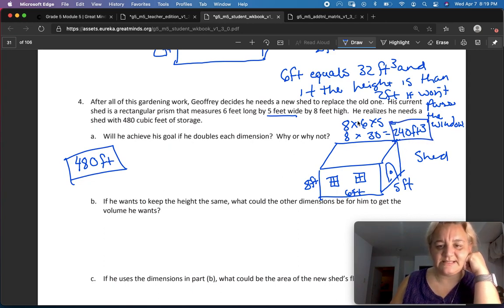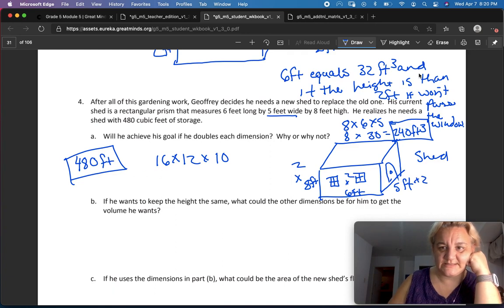Well, if he doubles the dimensions, that would make this 16 and this 12 and this 10. Ooh, that's going to be a big shed because he doubled them. He multiplied this times 2 and this times 2 and this times 2. So let's see how much that is.